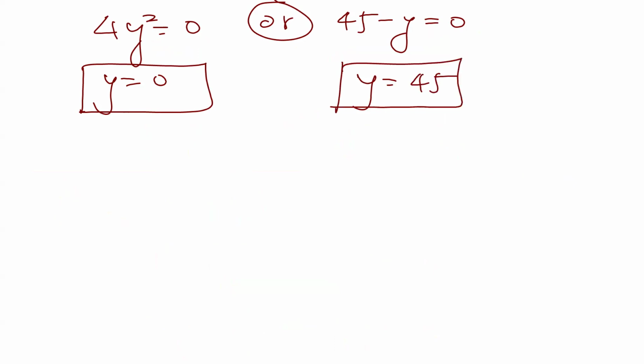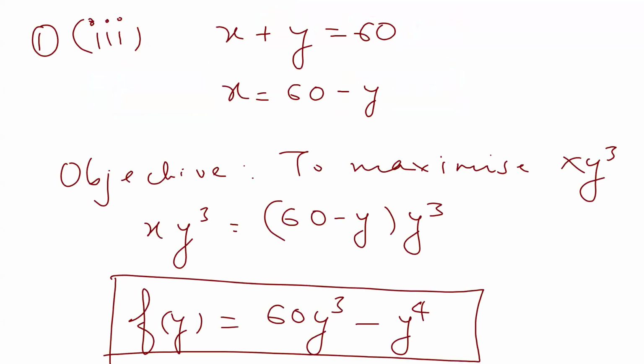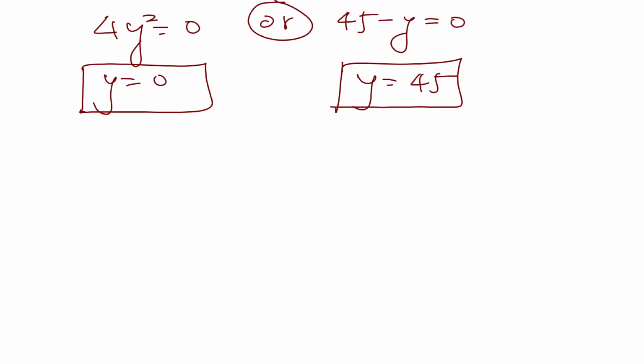But then if we take the value of y as 0 and if we try to maximize this, if you put y as 0 over here, will you get a maximum value of xy cube then? If you take y value as 0, the entire product will be 0. It won't be a maximum value then, right? So we are discarding the value of y as 0. Okay.